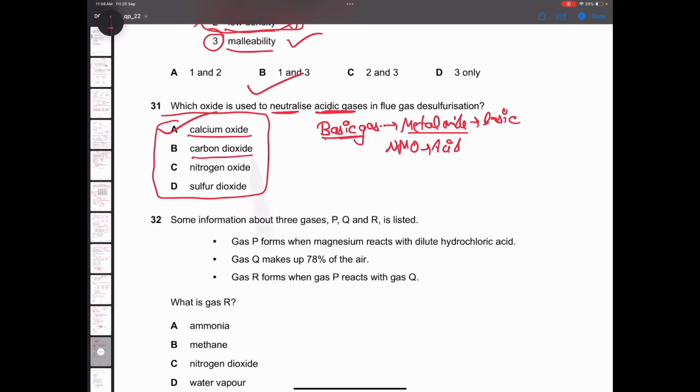Carbon dioxide is acidic, nitrogen oxide is acidic, sulfur dioxide is acidic. In fact, they constitute acid rain. They form carbonic acid, nitric acid, sulfuric acid in acid rain. Non-metallic oxides are acidic, metallic oxides are basic. They were asking what will you use to neutralize acid gas? So we'll use a base, and metallic oxides are basic. That is why we went with option A.